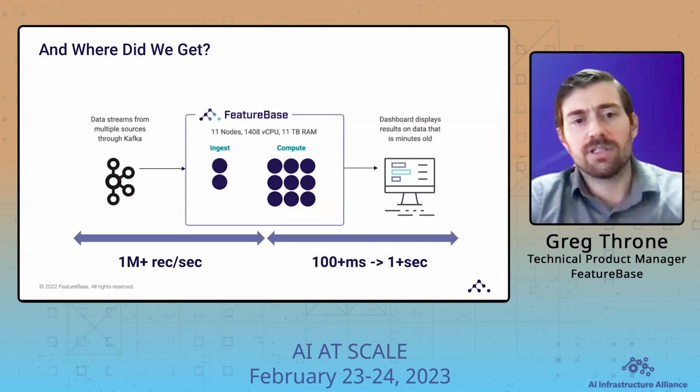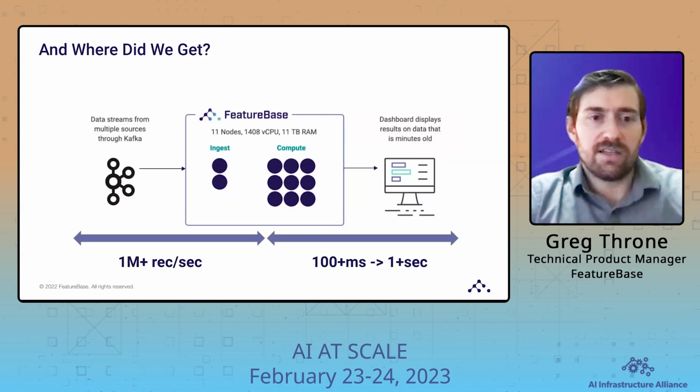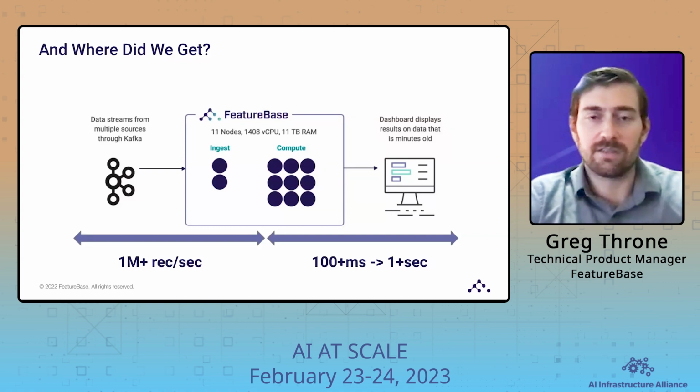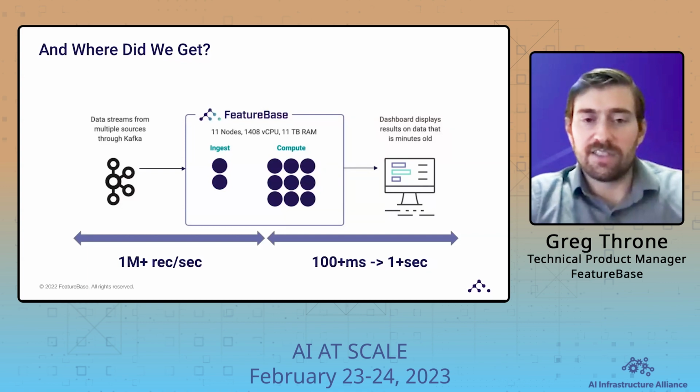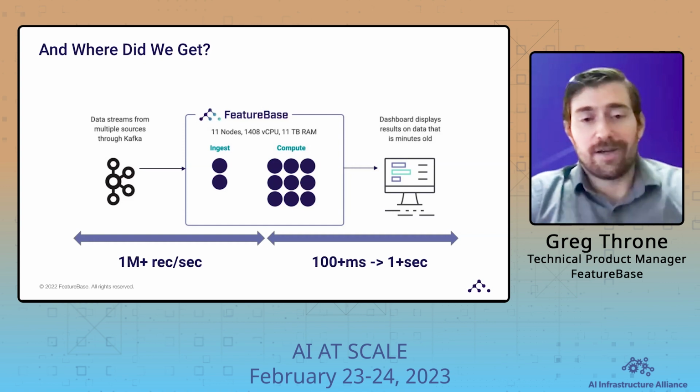And to drill a little bit further into this, we hit about a peak of 1 million records per second, and that's upsert transactions. So FeatureBase is naturally an upsert ingest behavior, meaning as soon as a record comes in, if it doesn't exist, we're going to insert it. If it does, we're going to update the particular attributes you send in, which in this case would be those segments.